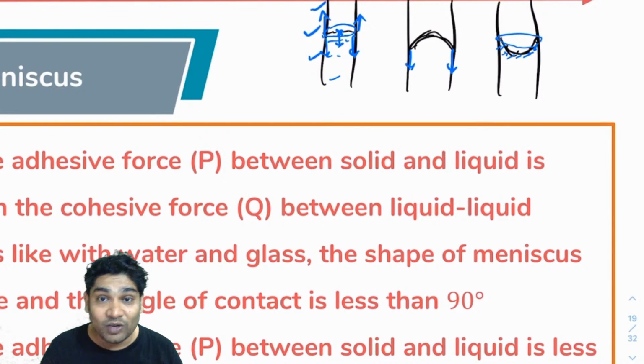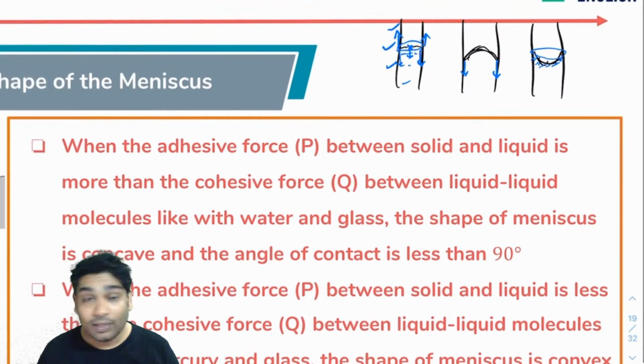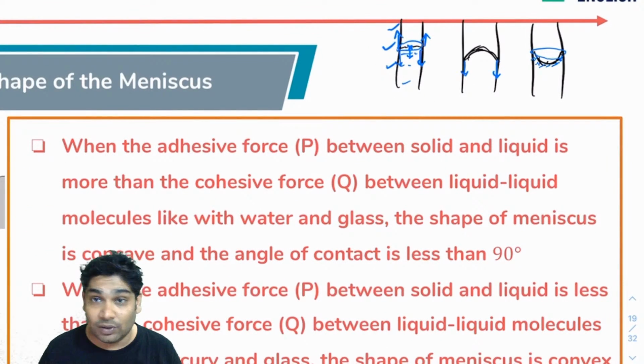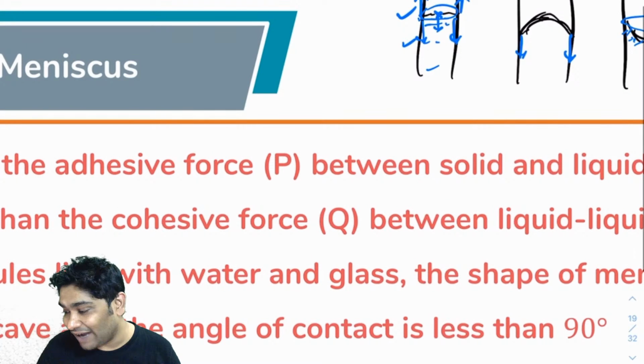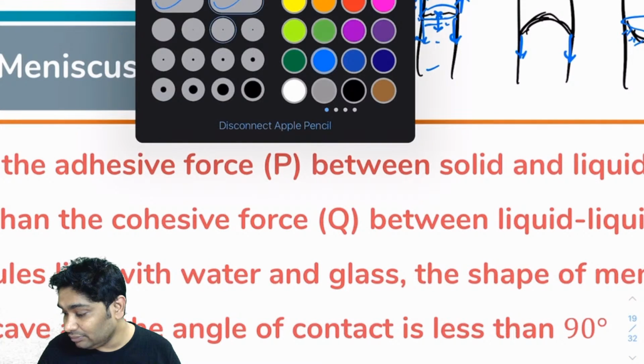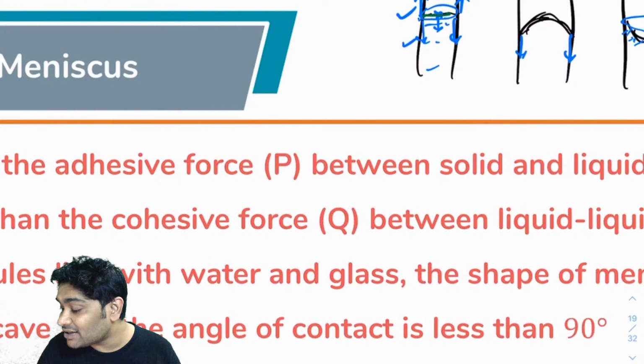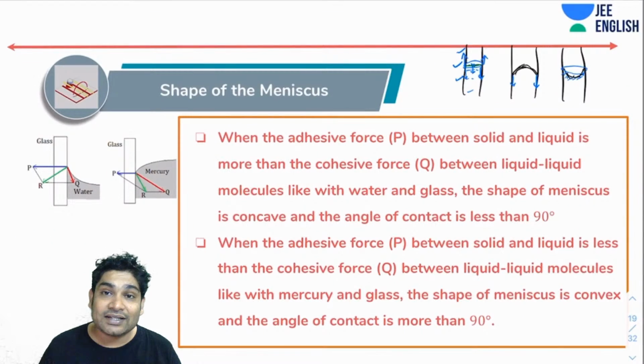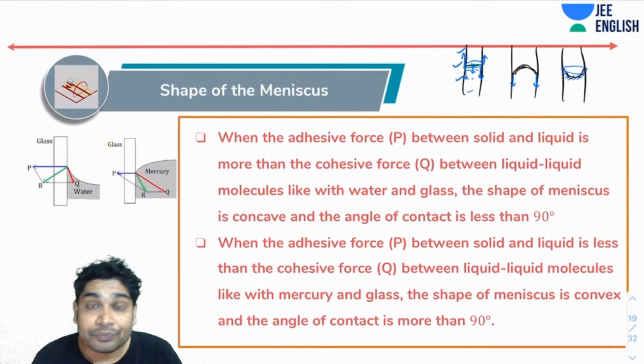Alright, depending on which force is greater. In case both the forces are absolutely equal, then it will remain flat. Okay. So this is why different meniscuses have different shapes. So let's read about this also once.